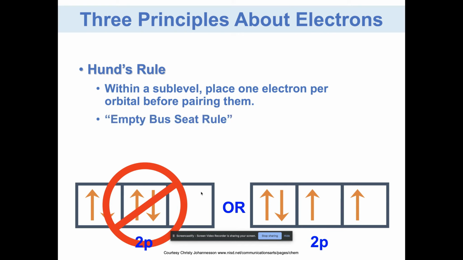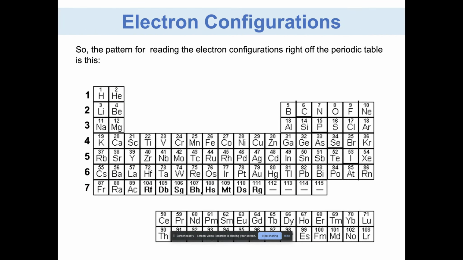The other way to think about this is kind of like the empty bus seat rule. So if you were to get on a bus and there's one other person on there, and remember, electrons repel each other, so let's say you do not like this person, you're not going to go and sit right next to them. You're going to probably spread out away from them, and that's the idea of Hund's rule.